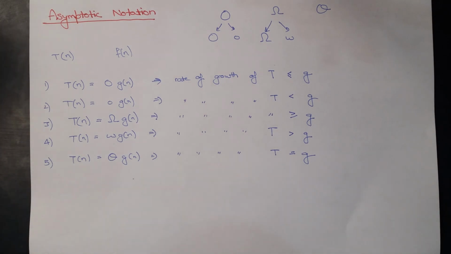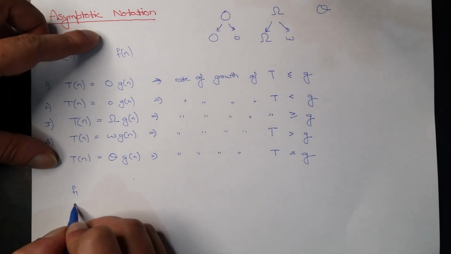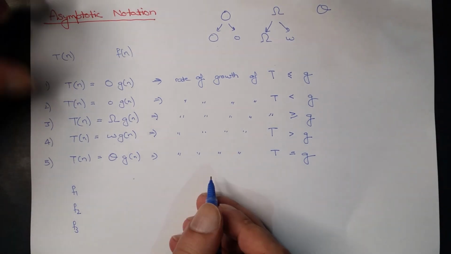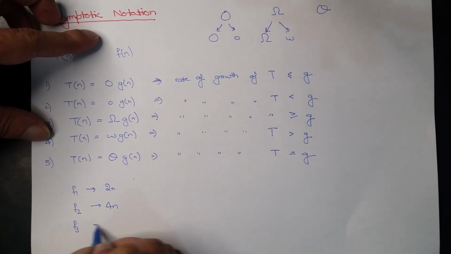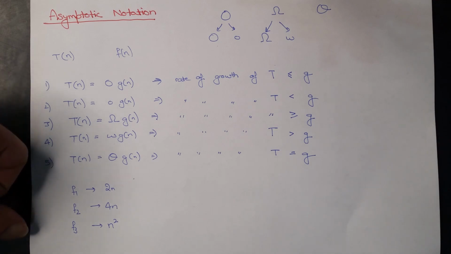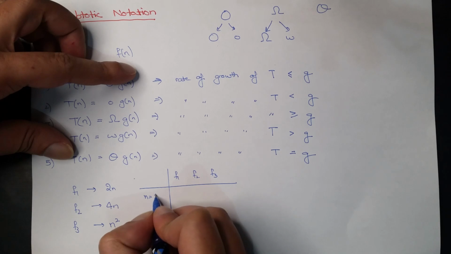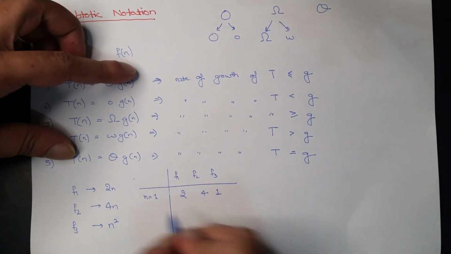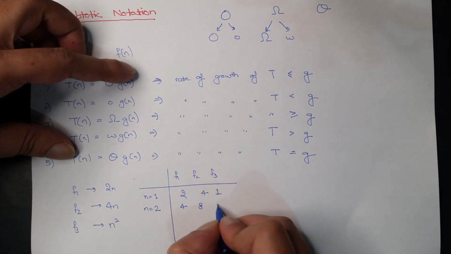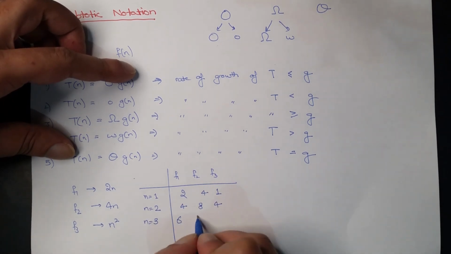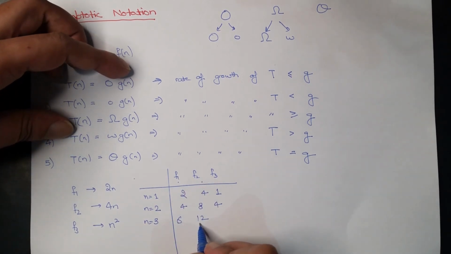Now let's see an example. Let there be three functions, f1, f2, and f3. Growth rates are 2n, 4n, and n square. Time taken by them for various input points: for n equal to 1, there would be 2, 4, 1. For n equal to 2, there would be 4, 8, and 4. For n equal to 3, 6, 12. What we see between f1 and f2 is f1 is always half of f2.